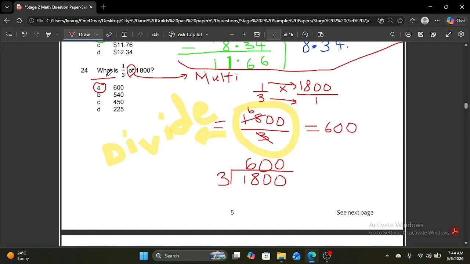Anytime you see "of" in maths, that means to multiply. So you multiply 1/3 by the 1,800, numerator times numerator. So 1 times 1,800 is 1,800, and 3 times 1 will just give you 3. So in short, you just end up dividing the 1,800 by 3, the denominator, and you get 600 as the answer. Alright, moving right along.